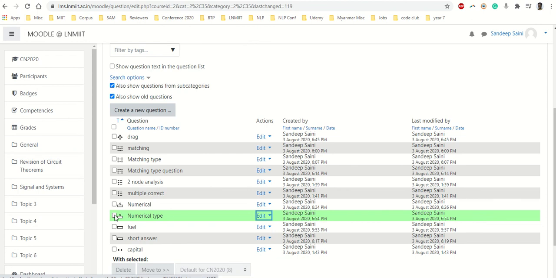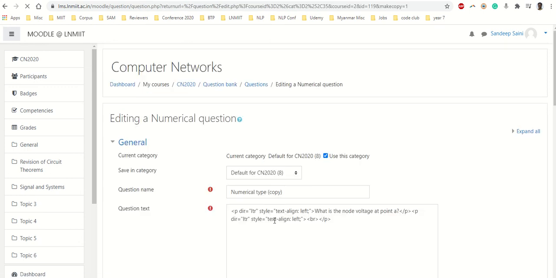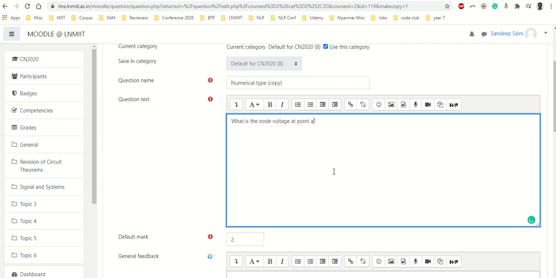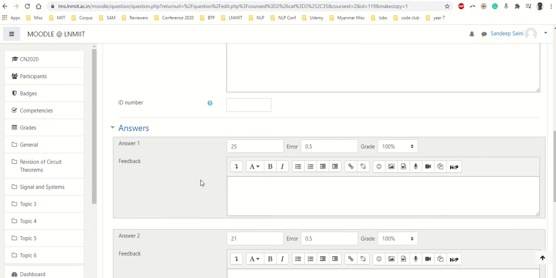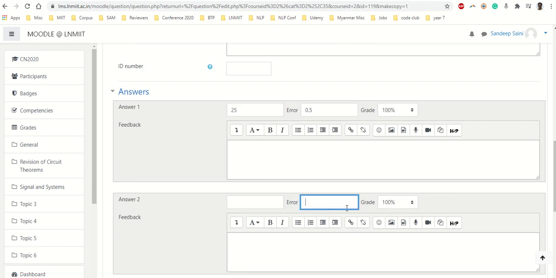So I have this question and I am asking, there are three voltages A, B, C. Okay, in the first one I am asking what is the node voltage at point A. You just duplicate it, edit and click duplicate, and here everything will remain the same. If you have inserted one image here, if you have inserted a set of equations, anything, everything will remain the same. You just say what is the node voltage at B and you give the answer of point B, and there is only one answer. I am removing these.